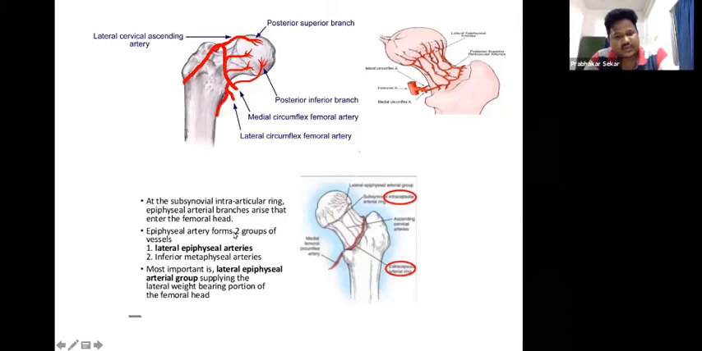It's told by Trueta, he said there are two groups. One is the lateral epiphyseal, another one is the inferior metaphyseal artery. This is the lateral epiphyseal artery and downwards is the inferior metaphyseal artery. So the lateral epiphyseal artery further divides into posterior superior as well as posterior inferior branch. It is the most important group because it supplies the weight bearing portion of the femoral head, the upper lateral portion of the femoral head.